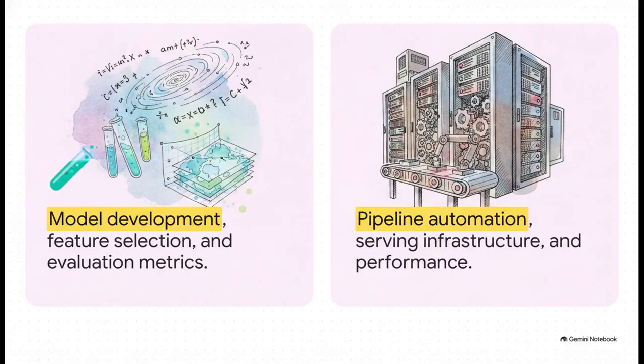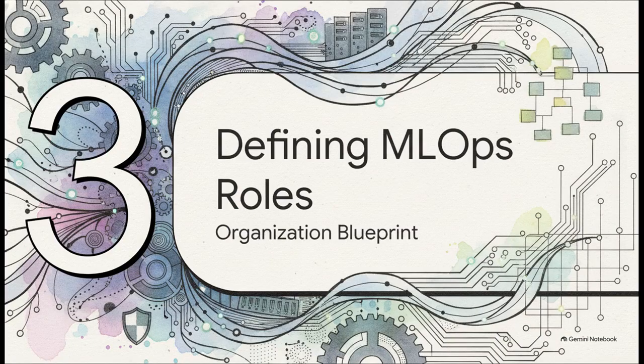When you put these two disciplines side by side, you instantly see exactly why that overlap fails. On one side, your data scientist is living in an exploration-driven world. Their primary focus is model development, figuring out feature selection, and defining evaluation metrics. It's highly experimental work. But on the other side, the ML engineer is completely focused on rigorous engineering and automation. They care about pipeline automation, setting up the serving infrastructure, and optimizing system performance. You just cannot expect one person to seamlessly do both of these highly specialized jobs at an enterprise scale. It doesn't work.